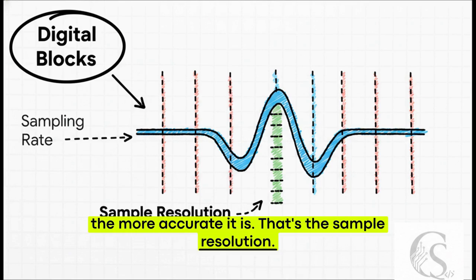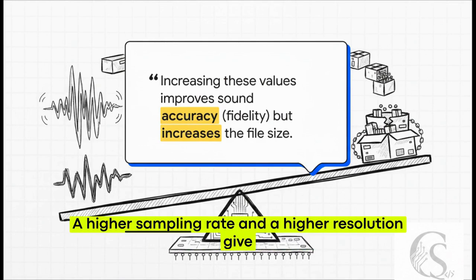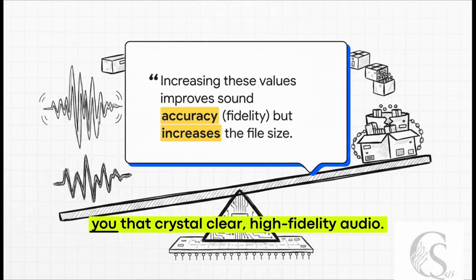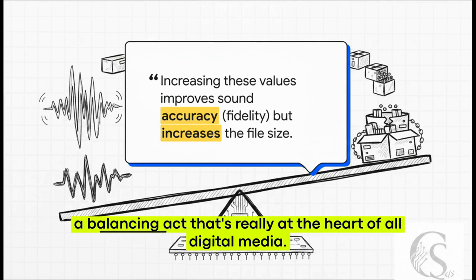And the more bits we use for that description, the more accurate it is. That's the sample resolution. So here's the crucial point. This is the fundamental trade-off. A higher sampling rate and a higher resolution give you that crystal clear, high-fidelity audio, but the cost is a much larger file. It's a balancing act that's really at the heart of all digital media.